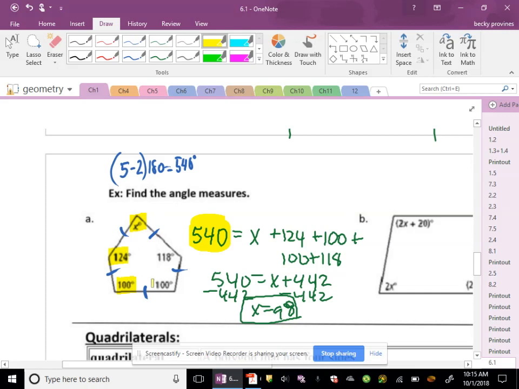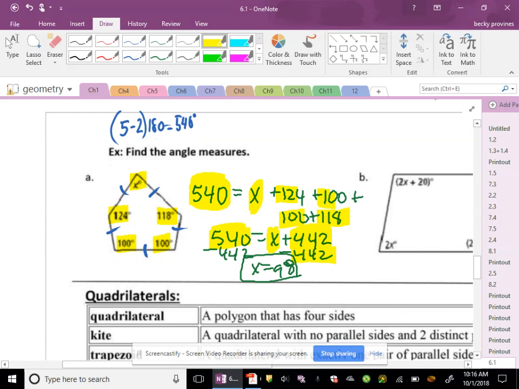Now, all these little angles, I'm going to add them up. Now, of course, there's an X, and here's all the little angles. Now, let's combine like terms, and let's add the 124, the 100, the 100, and the 118. And I already did that for you, and I get 442. And I just bring down the 540 and the X. So I'm going to subtract the 442 to the other side. So just grab your calculator and subtract. 540 minus 442 is 98. So the missing angle is 98.